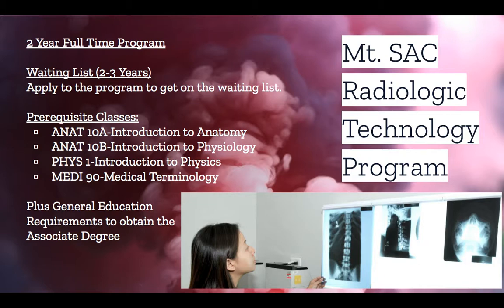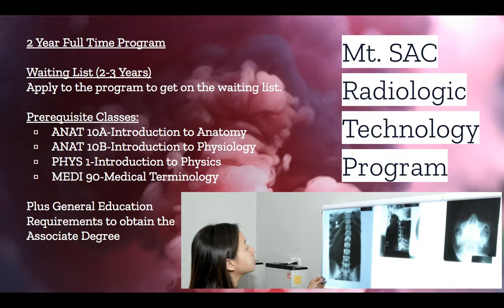The waiting list is about 2 to 3 years long, and so what we recommend to students is that you get on the waiting list as soon as you know that you're interested in this program. So, what you would do is you would go to the RadTech website and go to the application link and apply for the program. When you apply for the program, that will get you on the waiting list. And from that day, it's about 2 to 3 years.